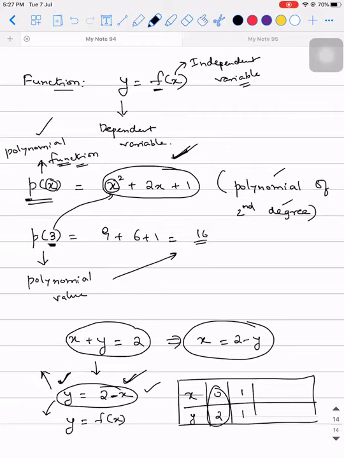So where did you get this y is equal to 2 minus x from? What is this? It is a linear equation in two variables. So what function should this be? Linear function. That's it. So it's a linear function. What you told is right. It's a linear function. As simple as that.